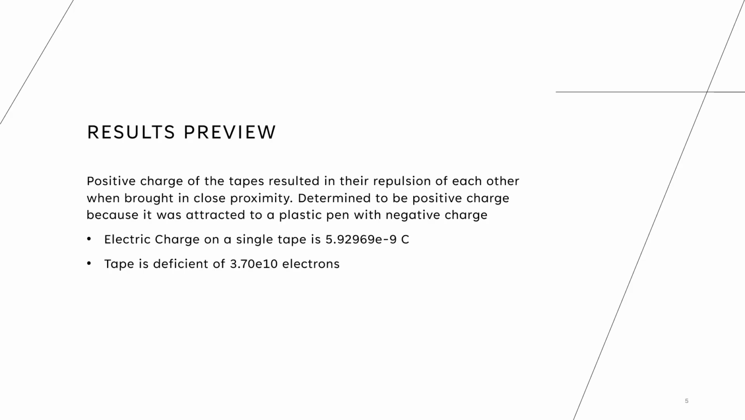Results preview. The positive charge of the tapes resulted in their repulsion of each other when brought in close proximity, determined to be positive charge because it was attracted to a plastic pen with negative charge. The electric charge on a single tape is 5.93E-9 coulombs, and the tape was deficient of 3.7E10 electrons.